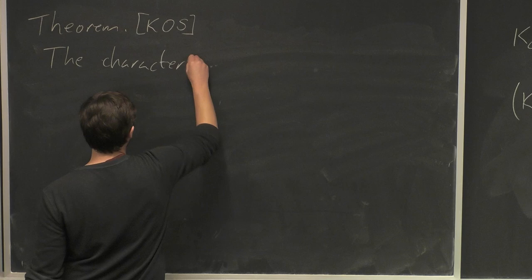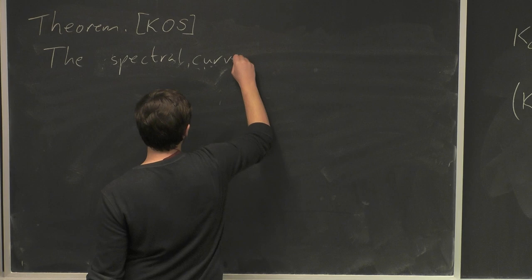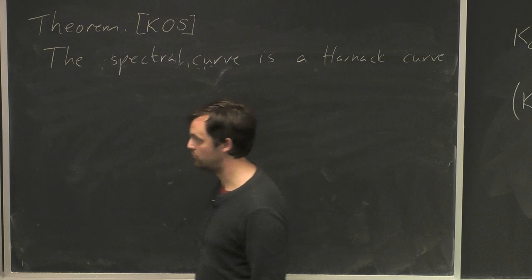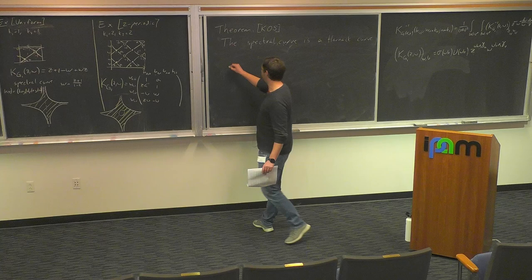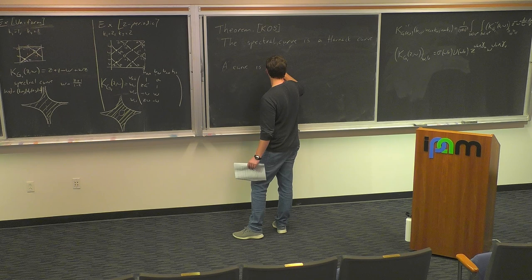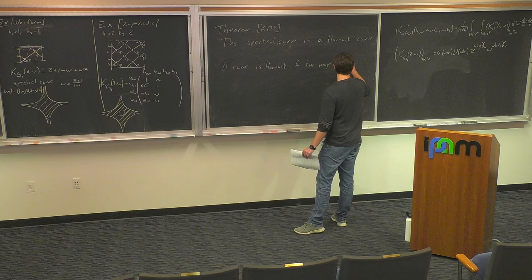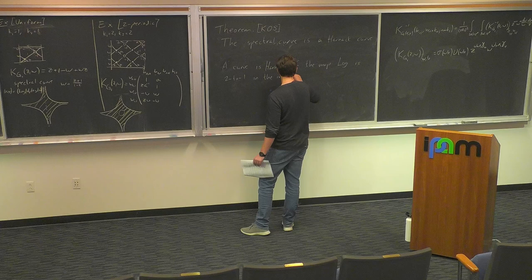No, the spectral curve is a Harnack curve. There are different ways of defining what the Harnack curve is, but one characterization is that the curve is Harnack if the log map is 2 to 1 in the interior of the amoeba.